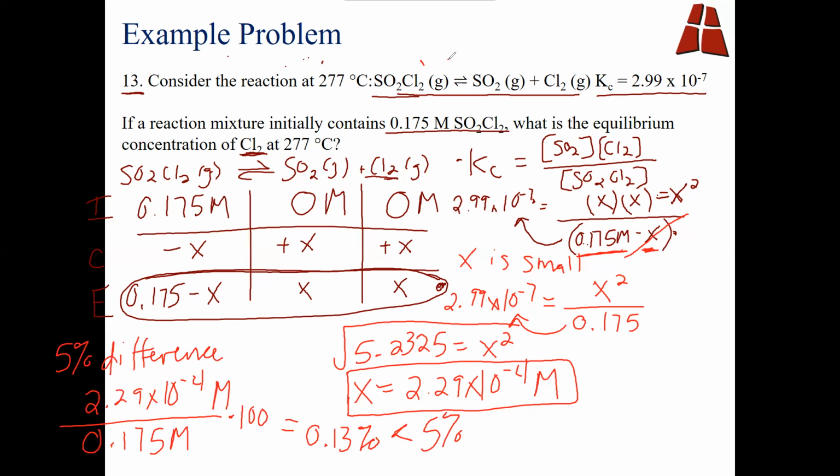And so as long as this value that you calculate is less than 5%, that means that this is a valid assumption. Okay, so you might get a slightly different answer, but it shouldn't be significantly different if we consider our significant digits. Okay. All right, so that is how we solve for an unknown concentration at equilibrium if we're only given reactants.